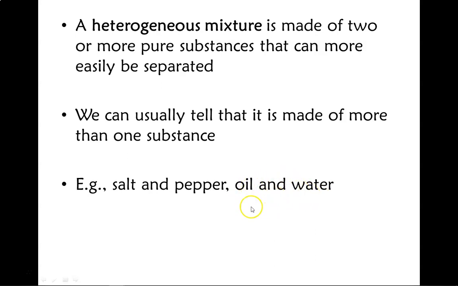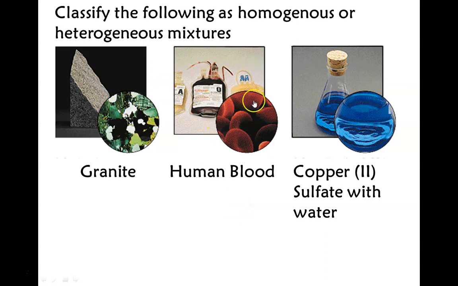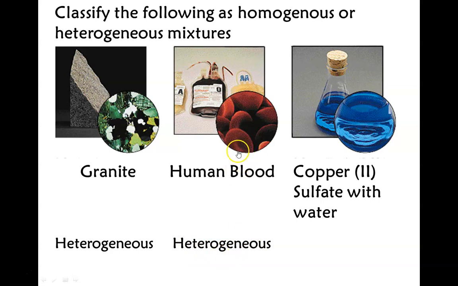So, let's classify each of these three as either being homogeneous, all looking the same, or heterogeneous. You can see the different components. So granite is heterogeneous. I can see the different types of minerals inside of it. It is definitely not pure. Human blood is a little more difficult. It is actually heterogeneous. You can see the different parts of it.